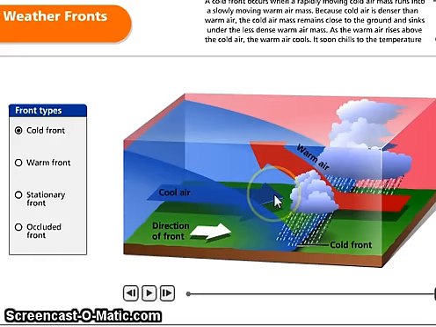So notice the direction of the front. The cold air is the one that's moving, or we call that advancing, while the warm air is kind of a sitting duck, and it's just waiting for that cold air to come by, slide underneath, and then punch it straight up into the air.